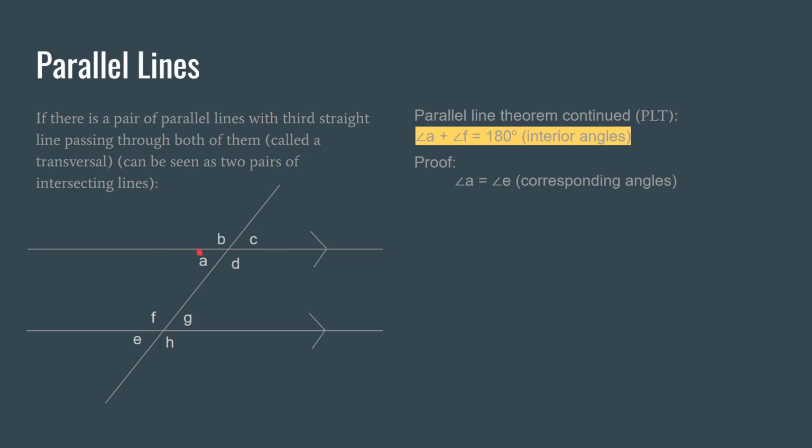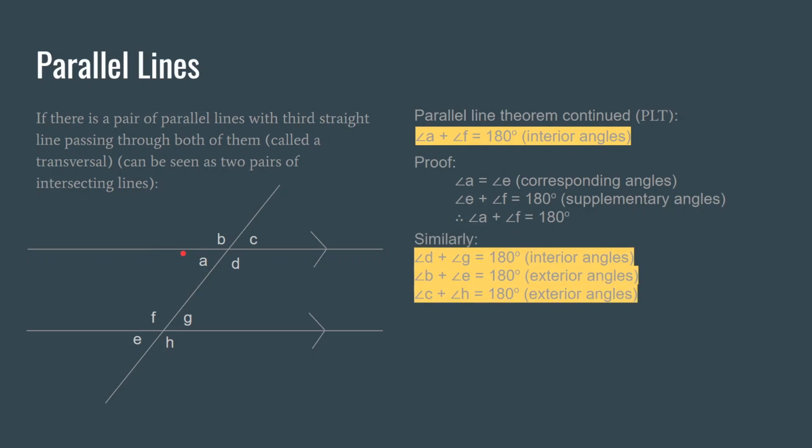And here's the proof. Angle A is equal to angle E by corresponding angles. Angle E plus angle F is 180 degrees. This is because they are adjacent and supplementary. This means that angle A plus angle F is equal to 180 degrees.